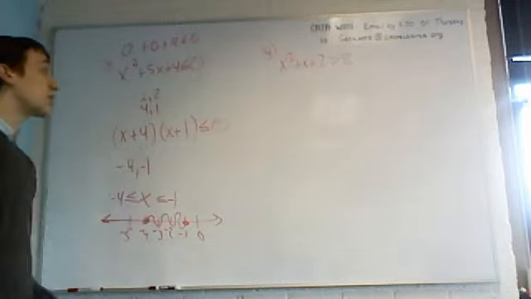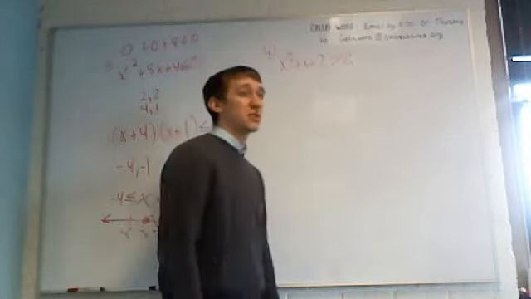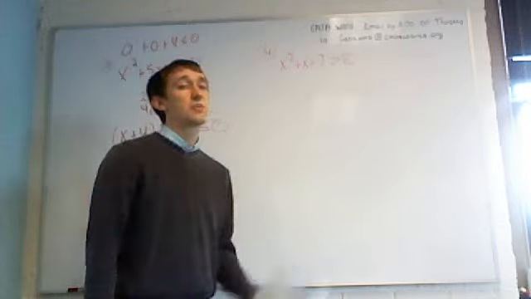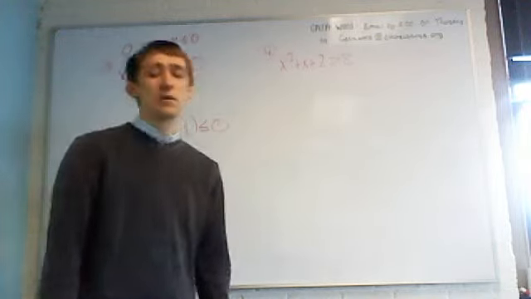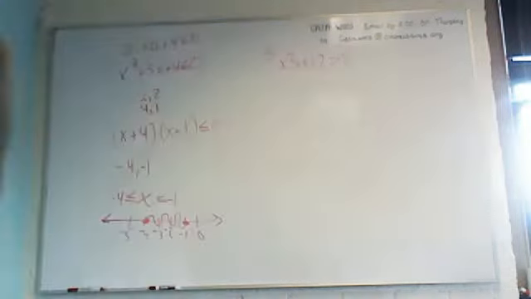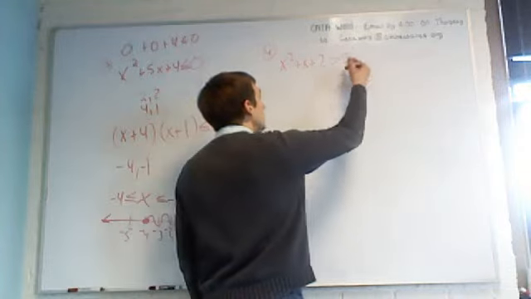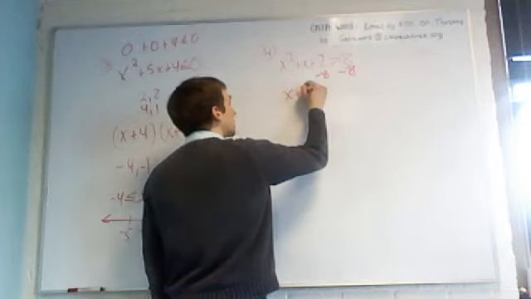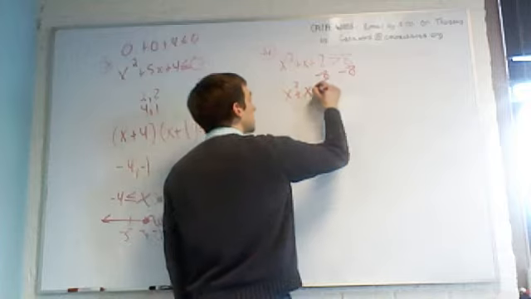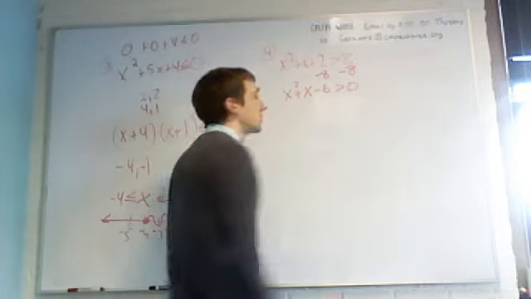Now this one ends up being a little bit trickier because what's there? 8. A lot of people didn't notice the 8, and I went, oh god. It made me almost wish I hadn't put that. And I kind of get it. What do we need to do with 8? Get rid of it. Subtract 8. x squared plus x minus 6 is greater than 0.